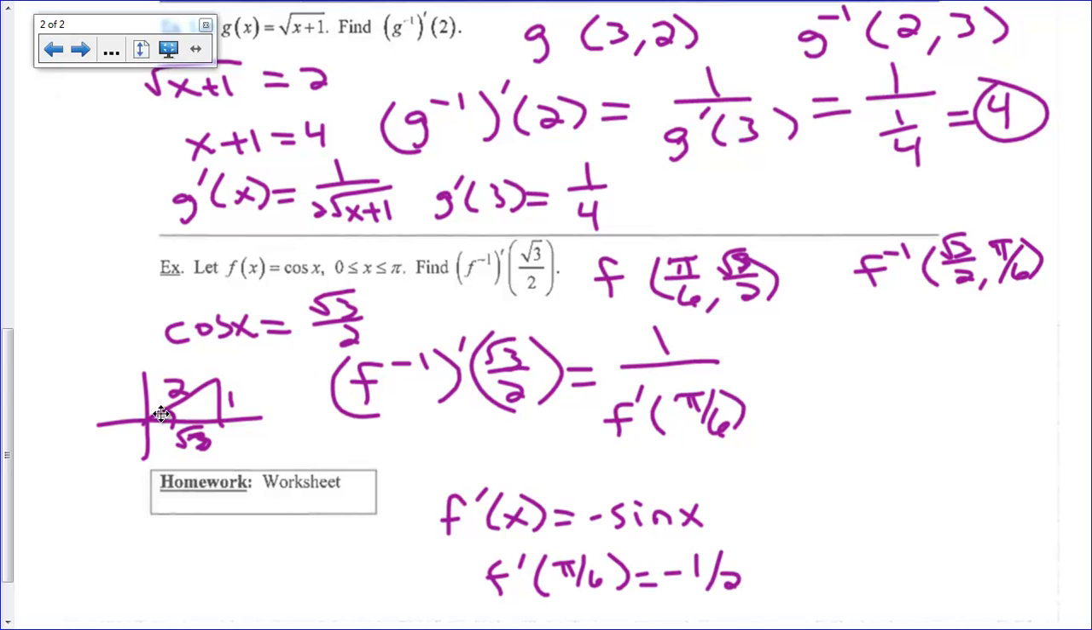We already have the angle here. The sine of pi over 6 is 1/2, and we just have to put the negative on it. So we're going to put a negative 1/2 in the bottom down here, and then we flip that over and we get an answer of negative 2.